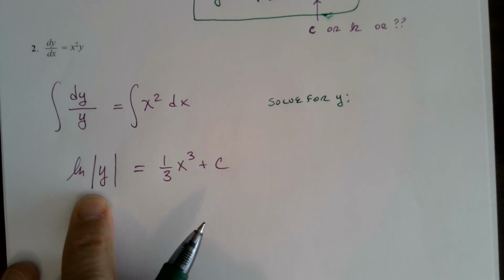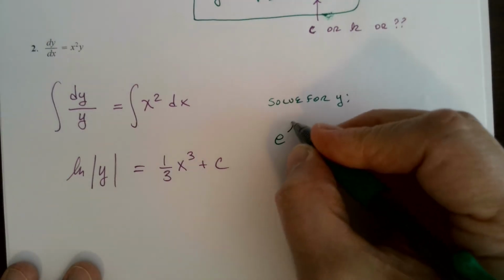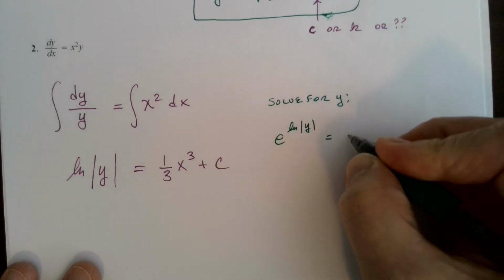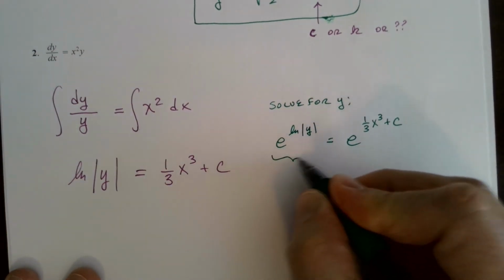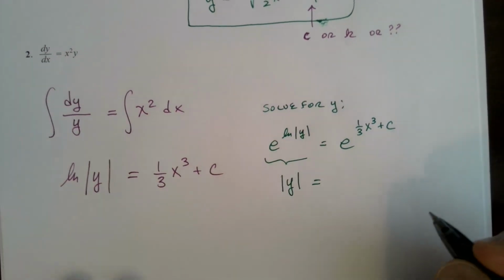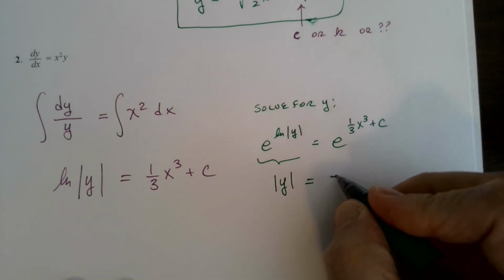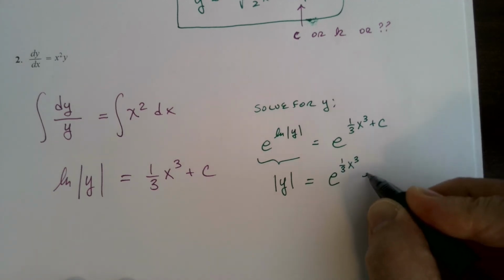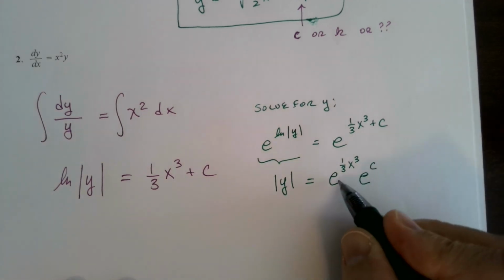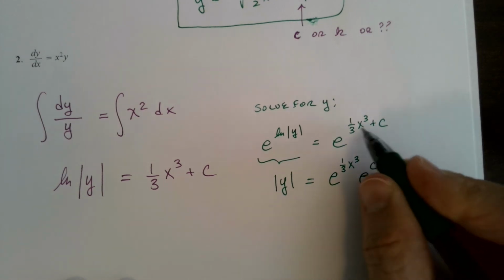I need to apply the natural base, e to the whatever. So I'm going to take both sides: e to the natural log absolute value of y equals e to the 1/3 x cubed plus c, the whole thing. Of course, this is just the absolute value of y. And this I'm going to rewrite. e to this sum is the same as e to the 1/3 x cubed times e to the c, because when you're multiplying like bases to different powers, we add the powers together. So this is the same as this.